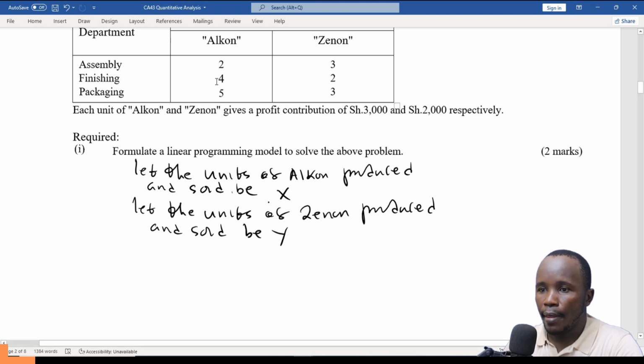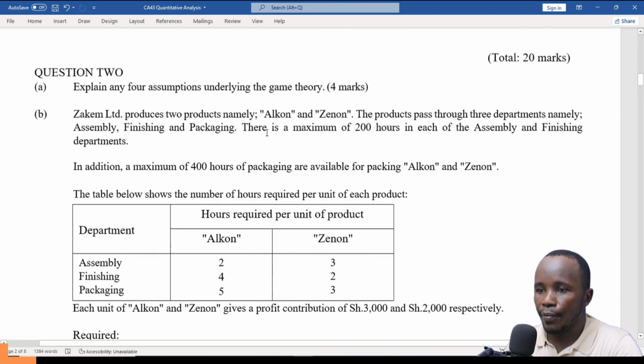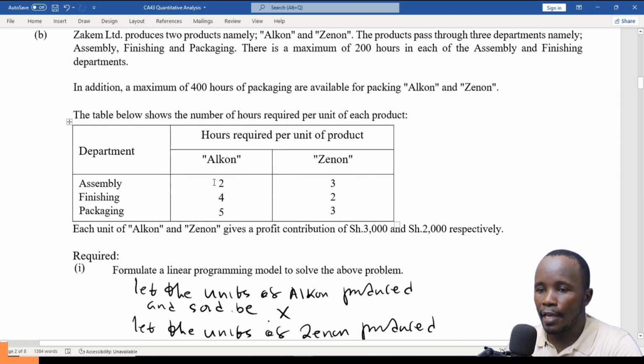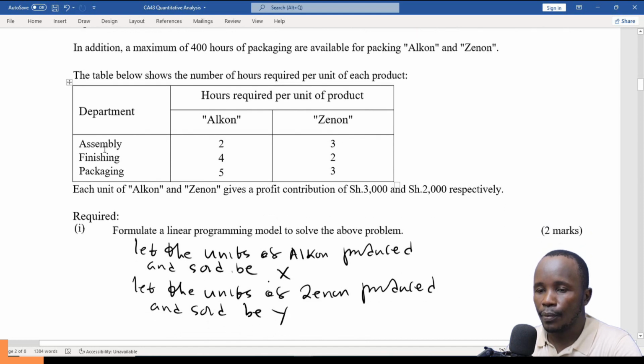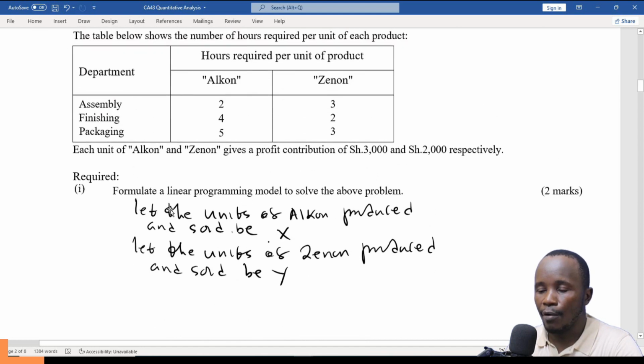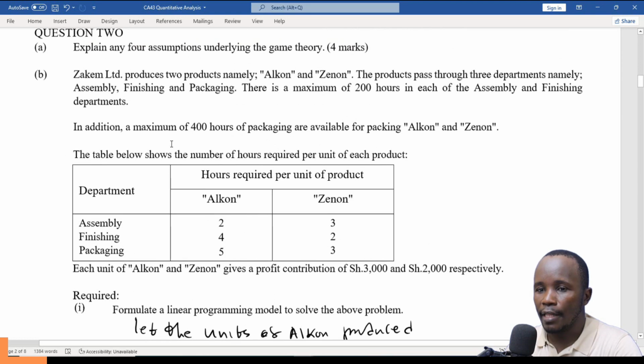Now, remember, from the statement here, there is a maximum of 200 hours for assembly and finishing departments. And here you have been given that in assembling, you require 2 hours for Alcon and 3 hours for Xenon for each unit. Therefore, what should we do? We come here and formulate our inequalities. The maximum hours for assembling is 200. The maximum hours for finishing is 200. And the maximum hours for packaging has been given here as 400.